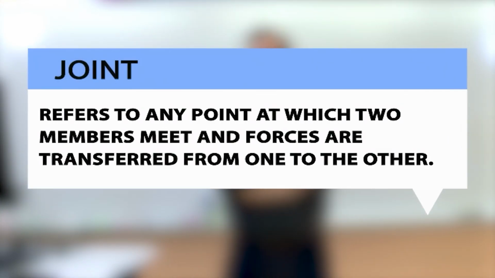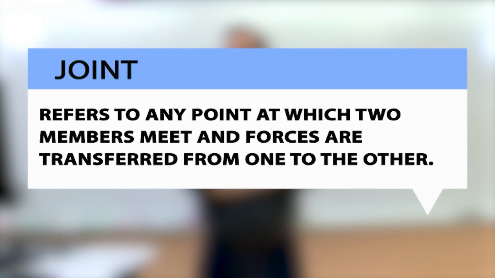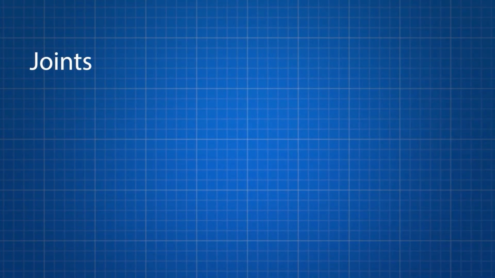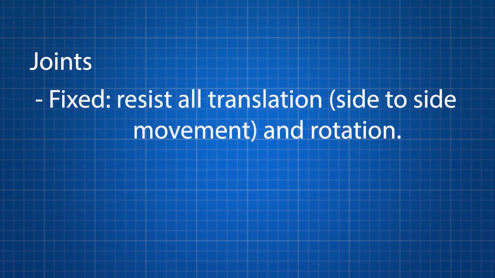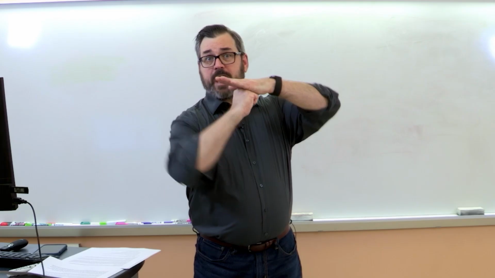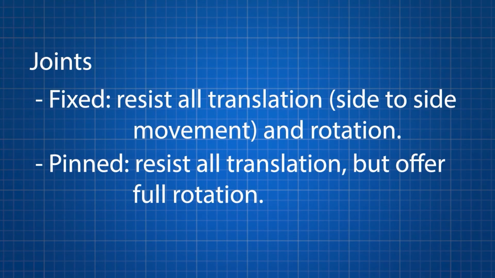The other term we want to talk about is joint. A joint refers to any point at which two members meet and where forces are transferred from one to the other. The leg on a platform, for example, is a joint. There are two kinds of joints. Fixed joints resist all translation, by which we mean side-to-side movement, and all rotation. So if I have a platform and a leg, the leg can neither move side to side nor twist or rotate, right? Pinned joints resist all translation but offer full rotation.